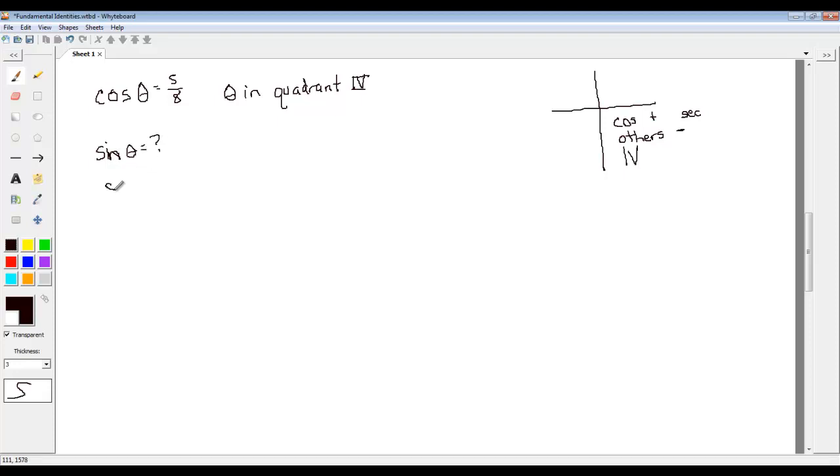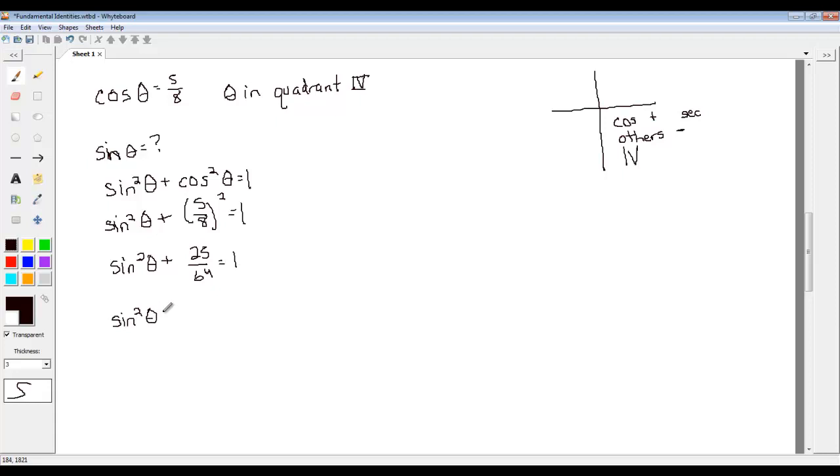Well, one of our identities, the Pythagorean identities, is that sine squared theta plus cosine squared theta equals 1. So we can do a little plugging in. Sine squared theta plus 5/8 squared equals 1. Sine squared theta plus 25/64 equals 1. So sine squared theta equals 39/64. By the time you subtract, you take this 64/64 minus 25/64.